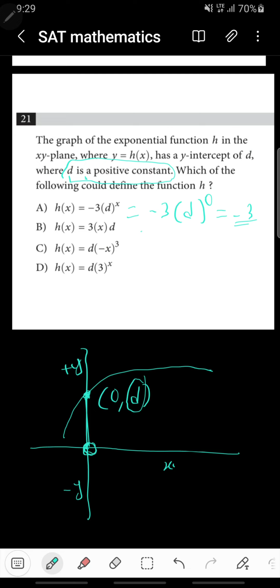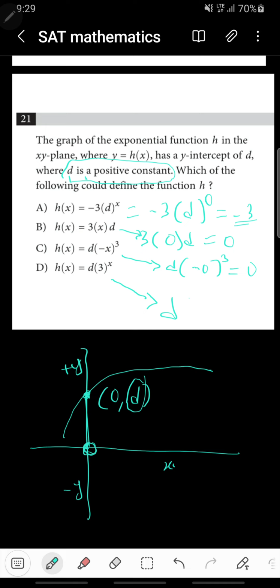Then if I look at the next one, which is 3 times 0, I'm looking at option B, then times d, this will give me 0 because anything multiplied by 0 is 0. Then the third option, that is d times minus 0 cubed, this one will equally give me 0. And let's look at the last option.